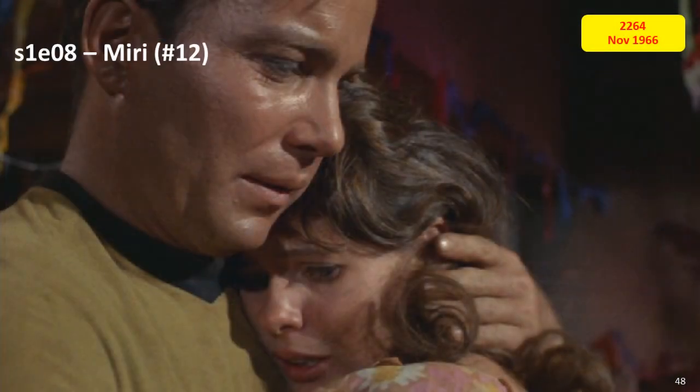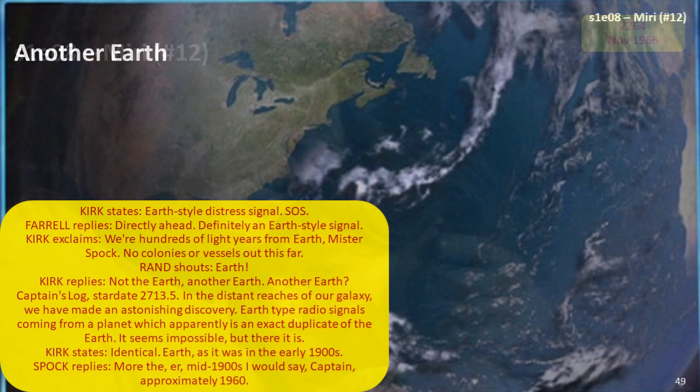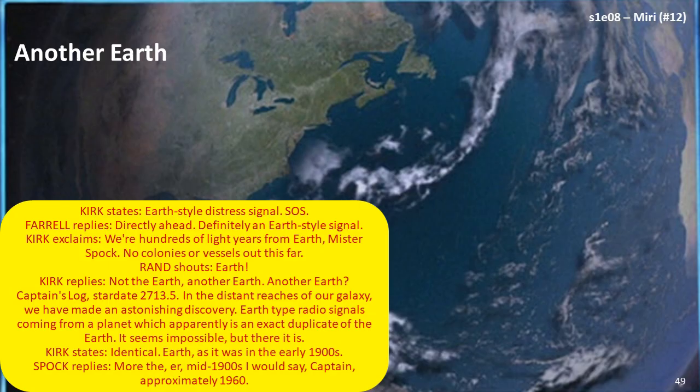Miri is the 8th episode of the first season. It was the 12th episode produced. The Enterprise finds a planet which is a duplicate of Earth, specifically 1960 Earth. To be clear, the technology on the planet is 1960 era, which is when the civilization collapsed.